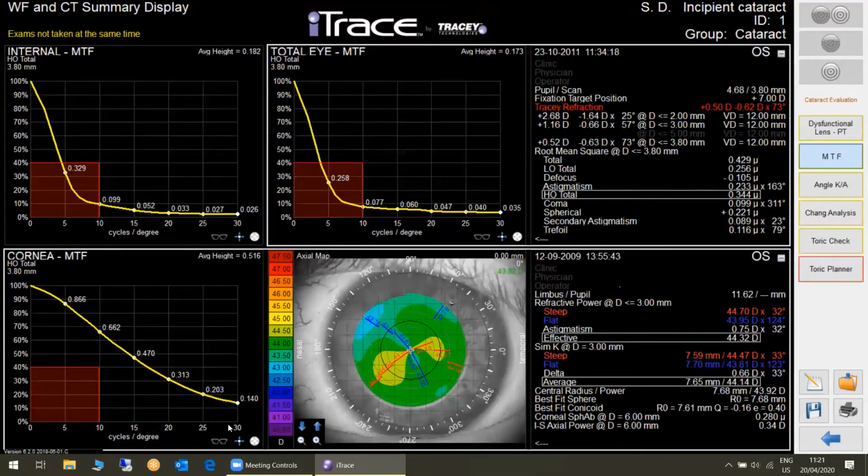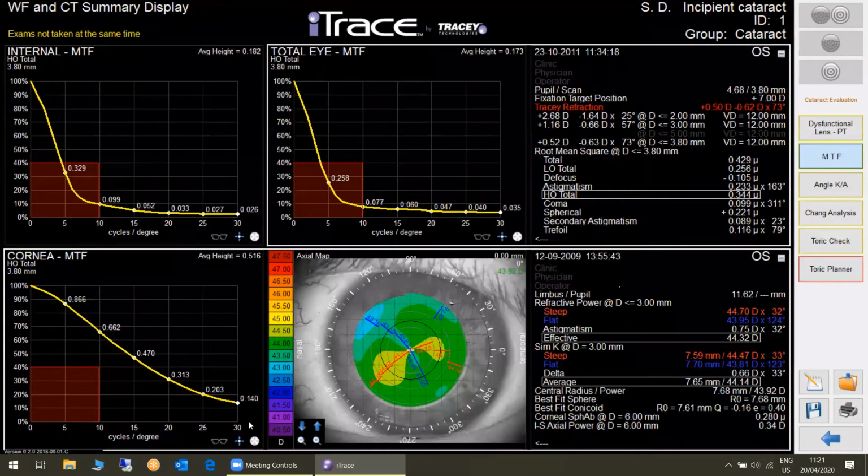Here on the X, we have cycles per degree: 5, 10, 15, 20, 25. So we said about these tests, if I have this distance and I make 5 lines and I can see them and distinguish them one from another, I've got good vision and normal contrast. If I have the same distance and I make 10 lines and I can still see them and distinguish them one from another, I've got better vision and higher contrast.